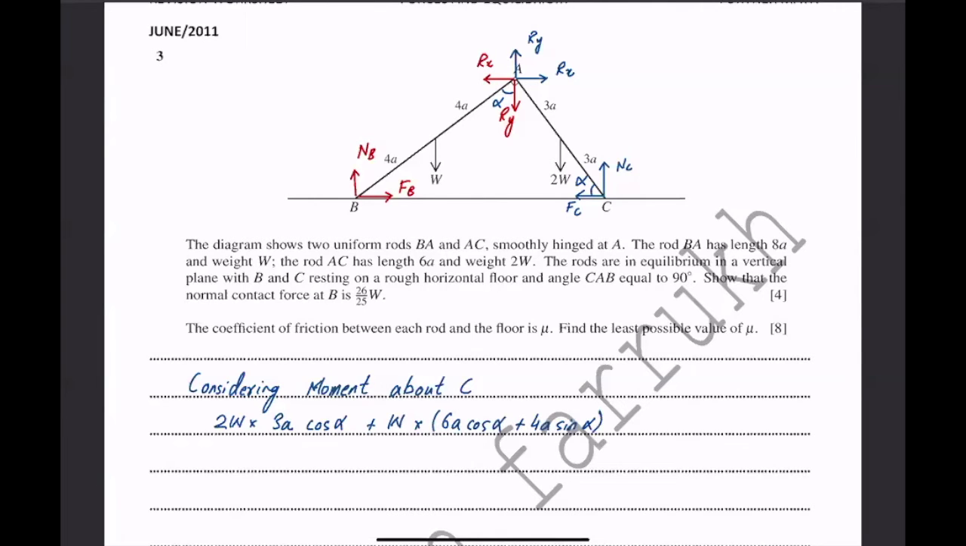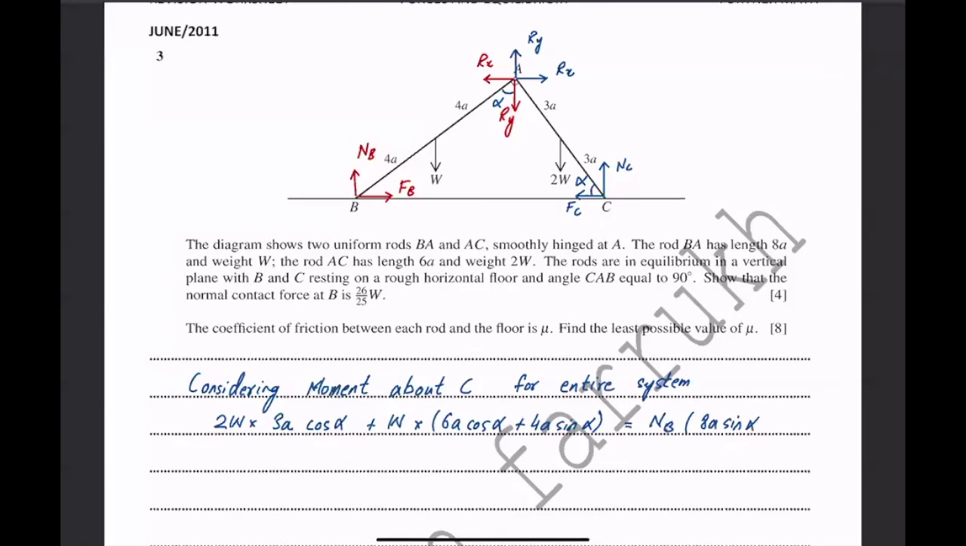So the moment of 2W would be found by finding its perpendicular distance. That would be 3A cos alpha. The perpendicular distance of W would be 6A cos alpha plus 4A sin alpha. And to find out the perpendicular distance of NB, we can either use Pythagoras theorem, and that would be 10A, or otherwise we could find out 6A cos alpha plus 4A sin alpha. So that will give us the perpendicular distance of NB.